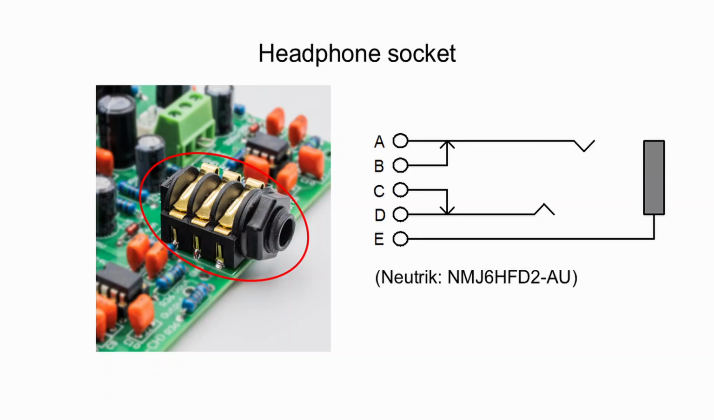The electrical symbol for the headphone socket is given here. There is a switch for contact between A and B. This is for the right channel. There is another switch between contact C and D. And this is for the left channel. Contact E is the ground. As a matter of fact, the headphone socket operates like a double-pole double-throw switch.